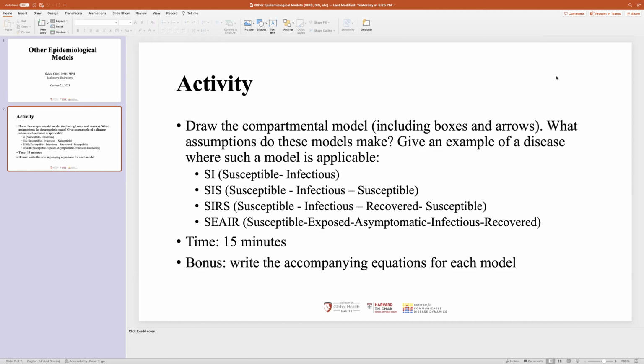Okay, great. Who asked about incorporating the asymptomatic compartment into the model? I think someone asked it in the first lecture.